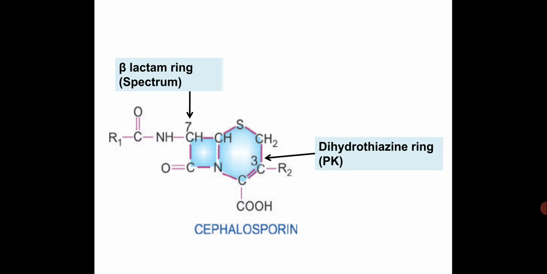And this ring is a dihydrothiazine ring. At the 3rd position of the dihydrothiazine ring, if we alter the side chains, then there is a change in the pharmacokinetic properties of the cephalosporins.